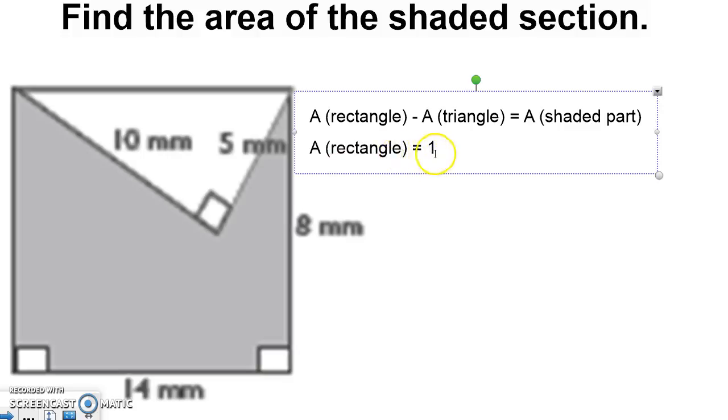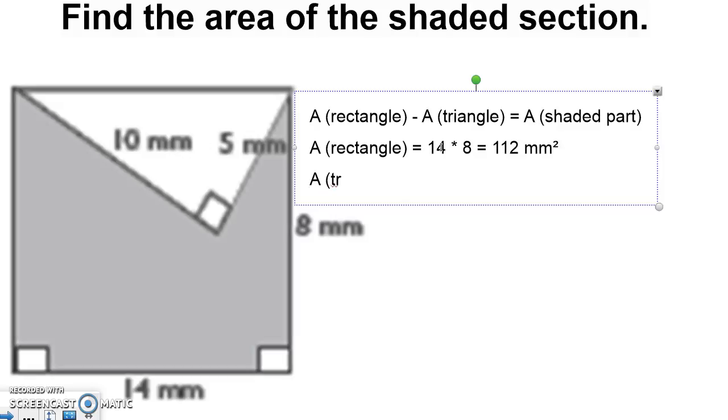Okay. Base 14, height 8. Base times height, 14 times 8, means the area of my rectangle is 112 millimeters squared. The area of my triangle, it's 1/2 the base, which is 5, times the height, which is 10. So half of 50 is 25 millimeters squared.